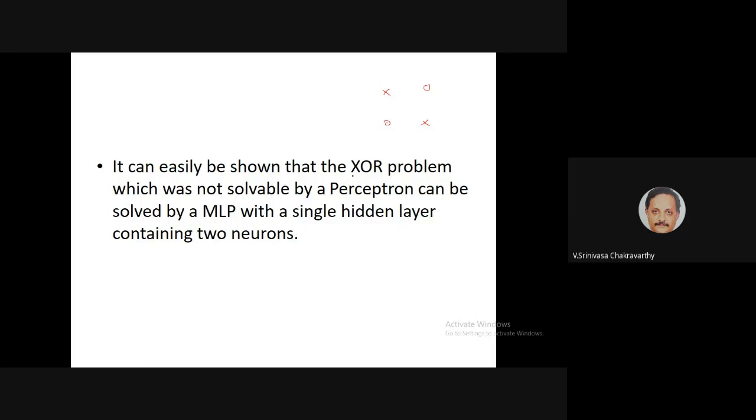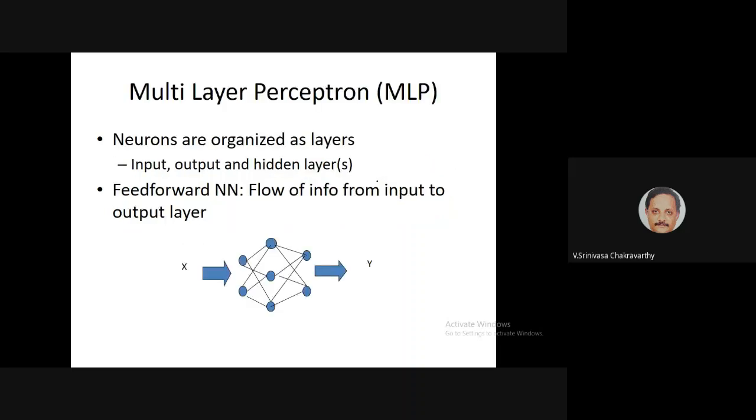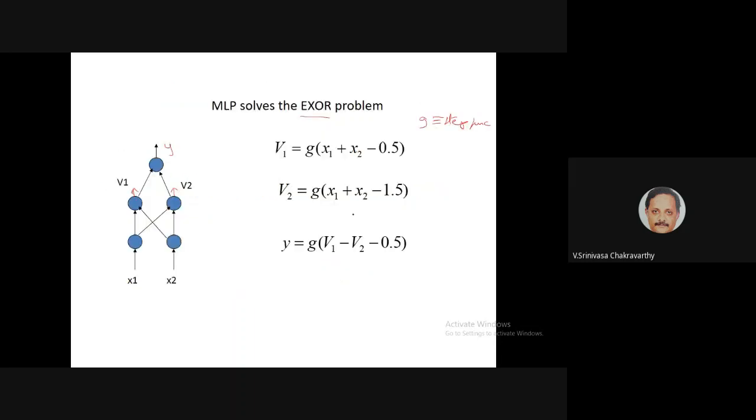So the big counterexample that people have been using, right, to beat down the perceptron is the XOR problem. You can show very easily that a multilayer perceptron with even a single hidden layer can learn the XOR problem quite trivially. So how do you show that? You don't even need to train the network, simply by a hand calculation, you can show that the MLP can learn the XOR problem.